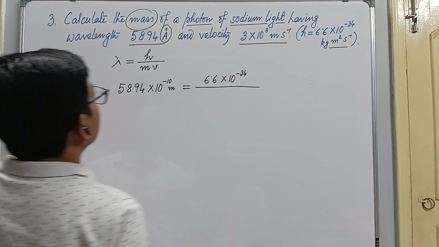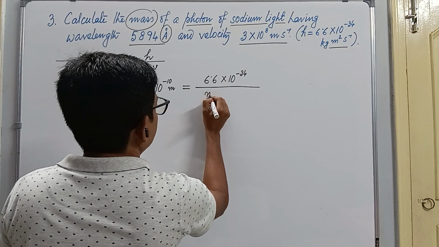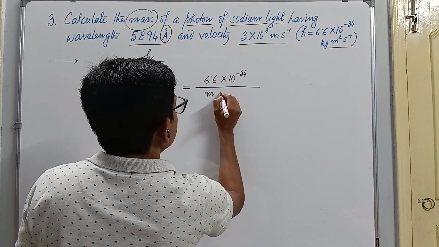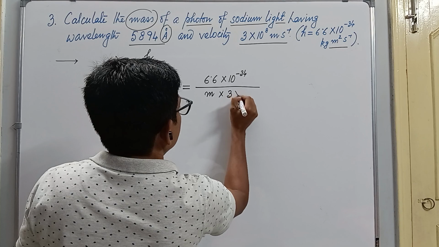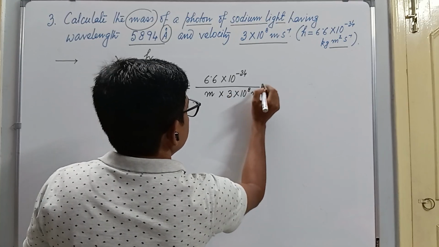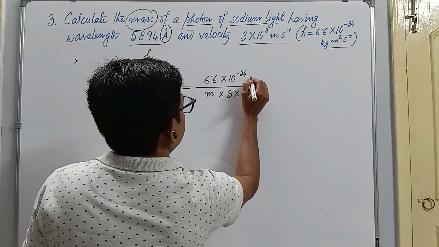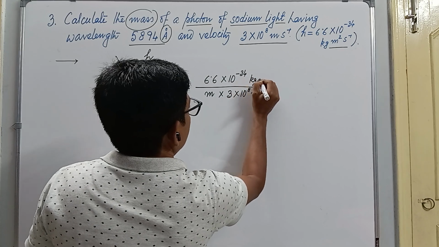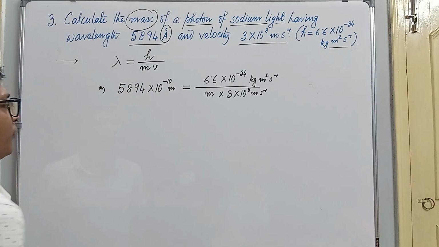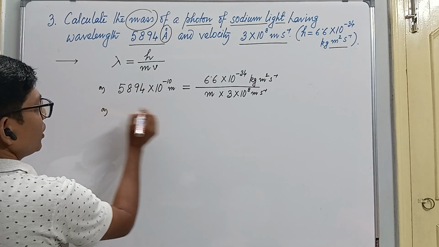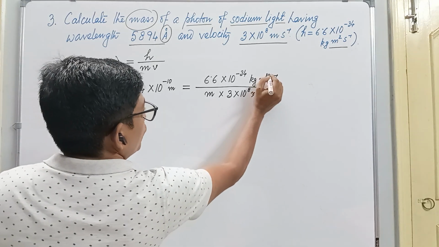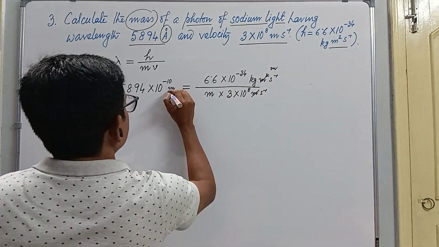What is the mass? Mass I don't know, so let it be like this. What is the velocity? Velocity they have given in SI unit: mass into 3 into 10 to the power 8 meter per second. Let me write this one this time so that you can see how the units will be simplified. Let me show you first the cancellation of the unit.